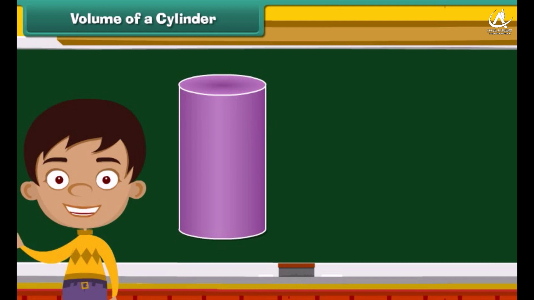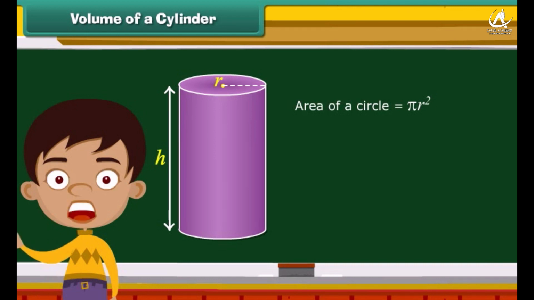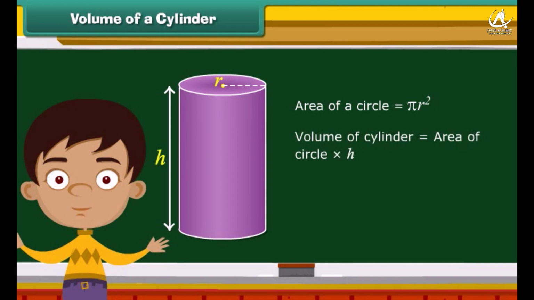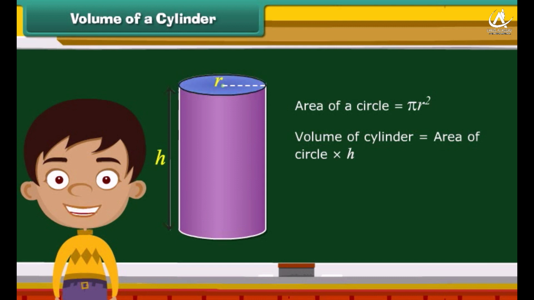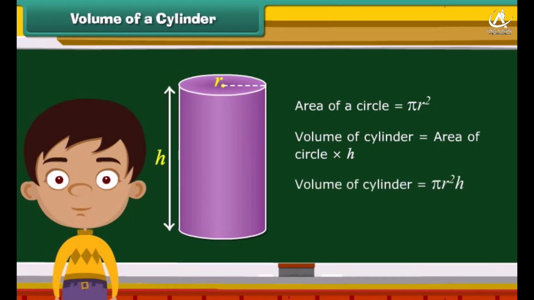A solid that has the shape of an ordinary tin can or a drum is a cylinder. The two bases of a cylinder are circular in shape. We know the area of a circle is equal to pi r square. For calculating volume, we will multiply the area of a circle with the height. So, the volume of a cylinder is equal to pi r square into H.